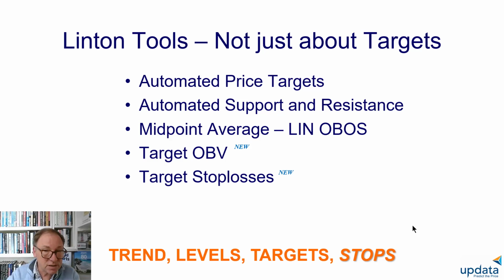But things like automated support and resistance people value, and that's really important when we look at the targets. The midpoint average, and another feature that we can develop from that is the OBOS indicator. And then we'll talk about target on balance volume and target stop losses, and these are new. But the key thing to remember is this idea of trends, levels, targets, stops.